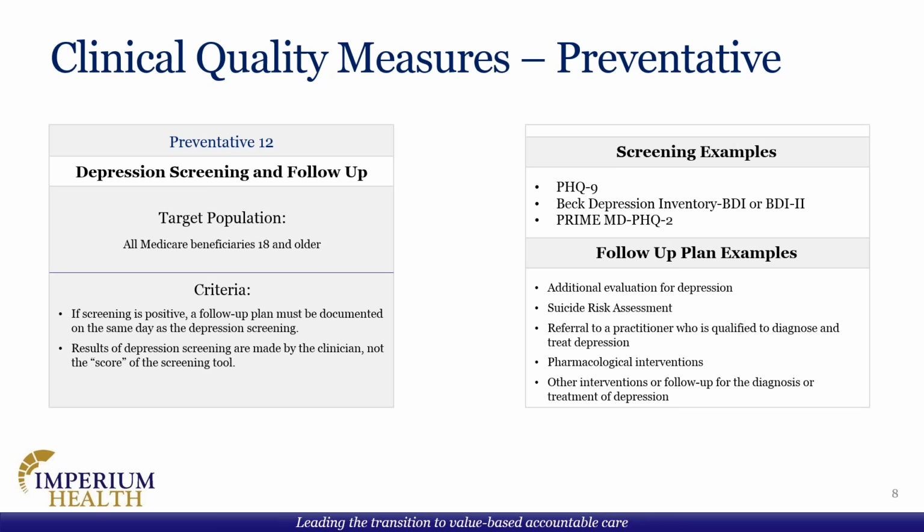For this measure, we not only have to do a screening, but if the patient tests positive for depression, we must use that score as a way of ruling out whether or not the patient has depression, and if they do, we have to come up with a follow-up plan that day. A couple of options or great examples for follow-up plans are maybe an additional screening, maybe a suicide risk assessment, maybe a referral to another practitioner, some sort of pharmacological intervention, or it could be some other follow-up plan like exercise or a change in diet.